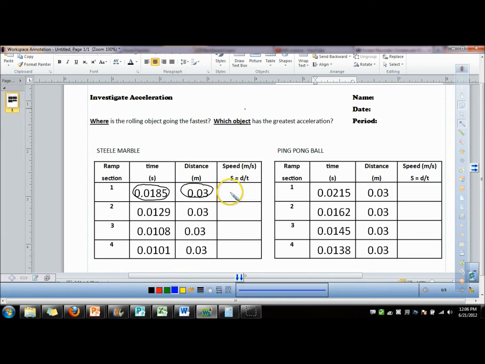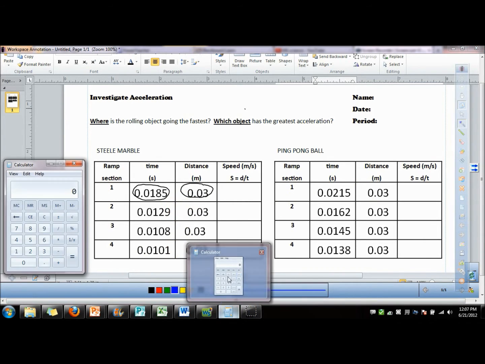Okay. I will show you how to do the calculations for the steel marble, and then it's going to be up to you to do the ping pong ball and the golf ball. So let's bring up our handy dandy calculator. What we need to type in is 0.03, our distance, divided by the time, which is 0.0185. Make sure you have that second zero after the decimal point.